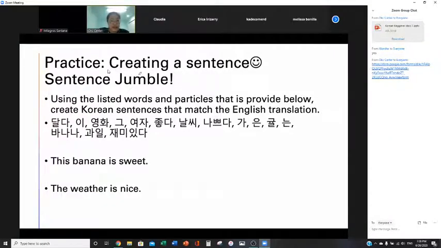So we will do more practice on creating sentences. We will do sentence scramble. Using the word list right here and the particles provided below, create Korean sentences that match the English translation. This is the English sentence. I will give you about a minute to create this sentence and then we'll go over it. So using this word list, create the sentence for this one.